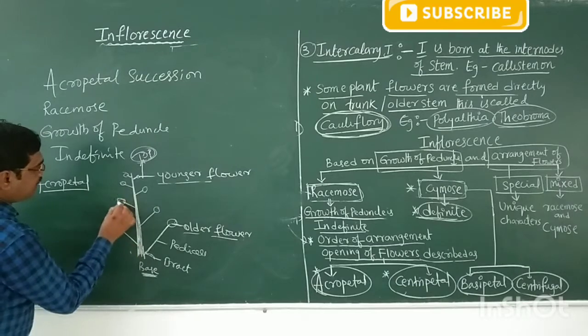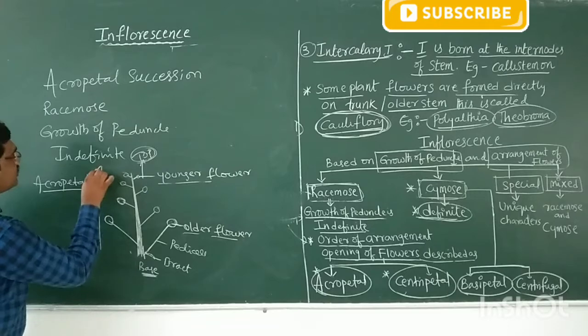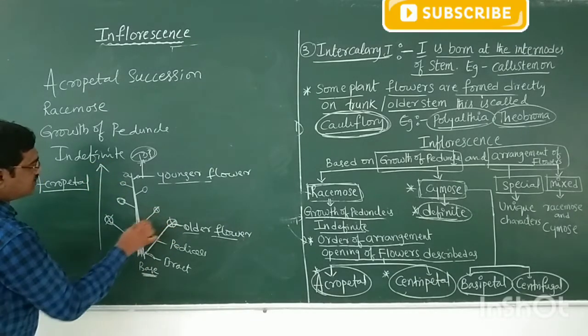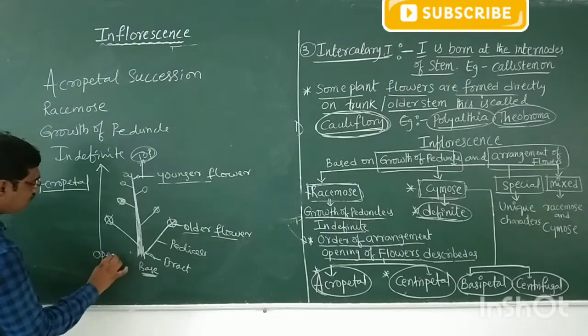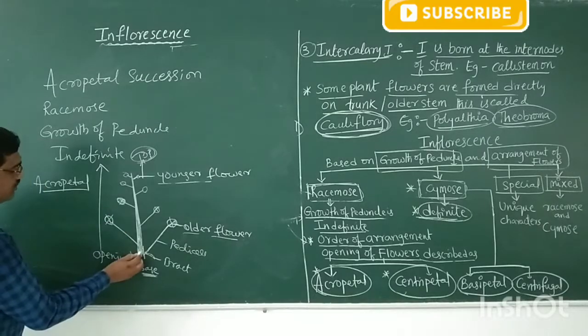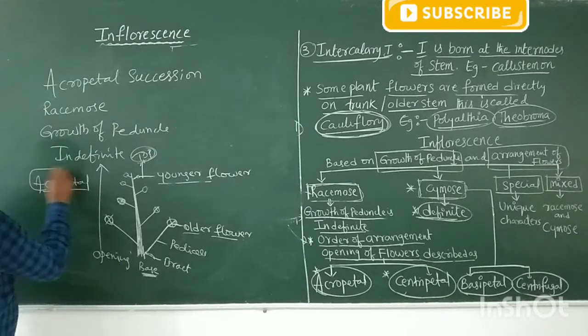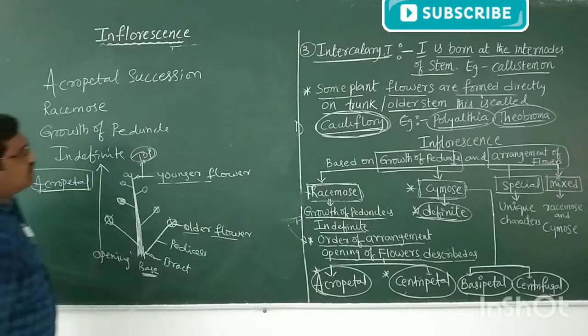Here, what is the opening of the flowers? The flowers open from the base to the tip. First this flower opens, then this flower, then this flower, like this. The opening of the flowers is from base to tip. This type of arrangement of flowers is called acropetal succession.